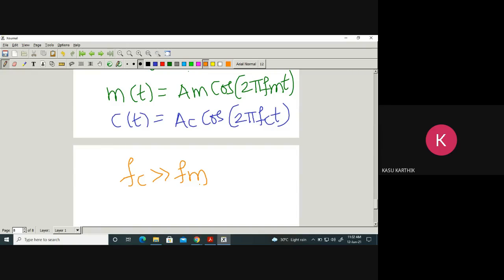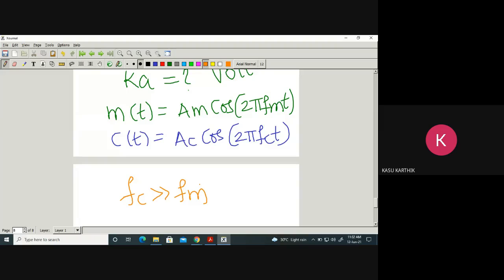Now anyway, m of t is the message signal. It is sometimes also called what signal? Baseband signal.